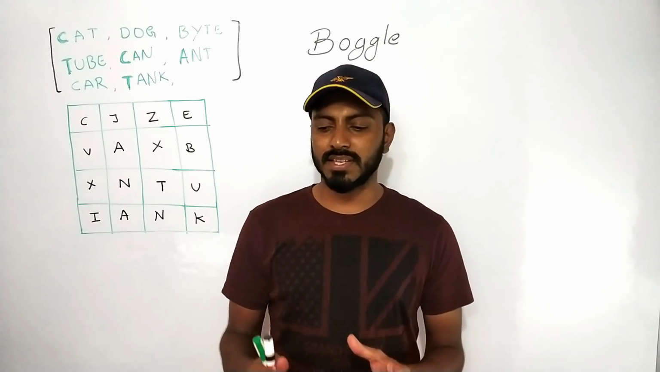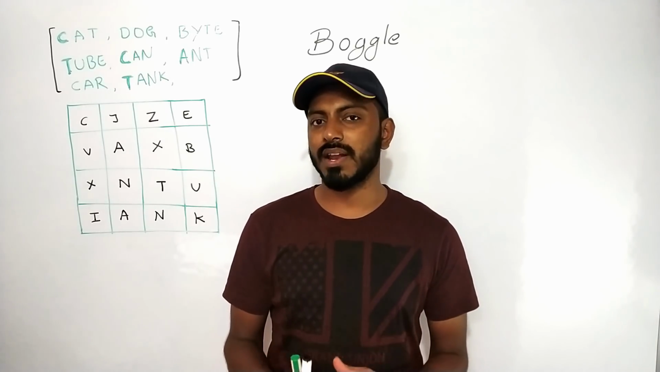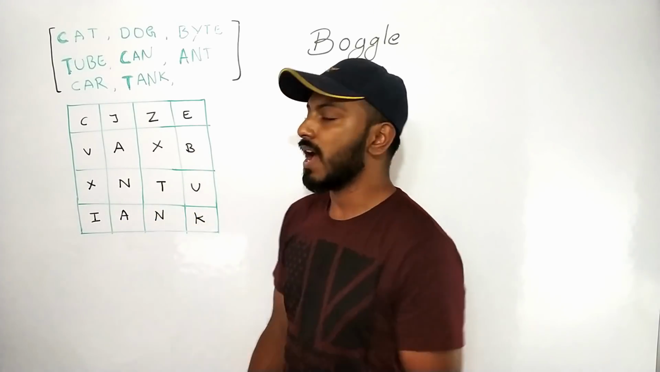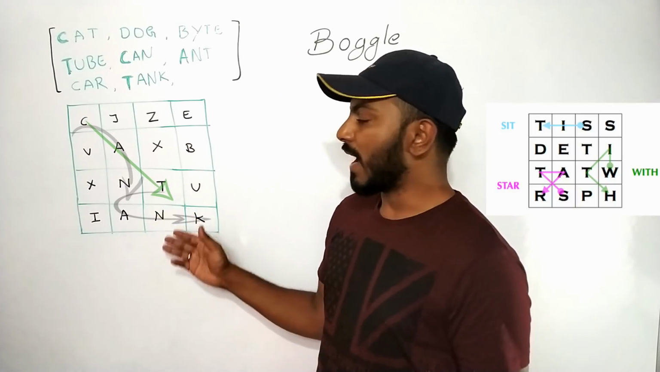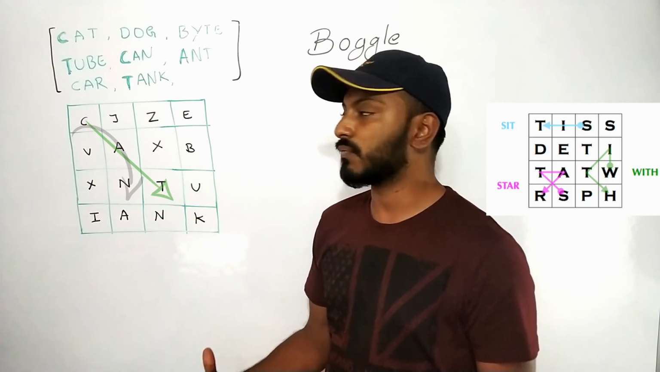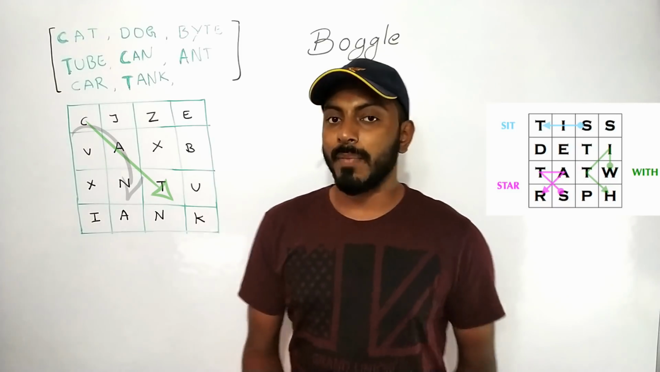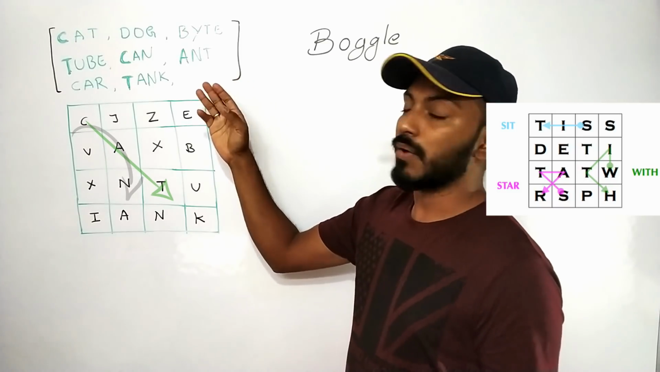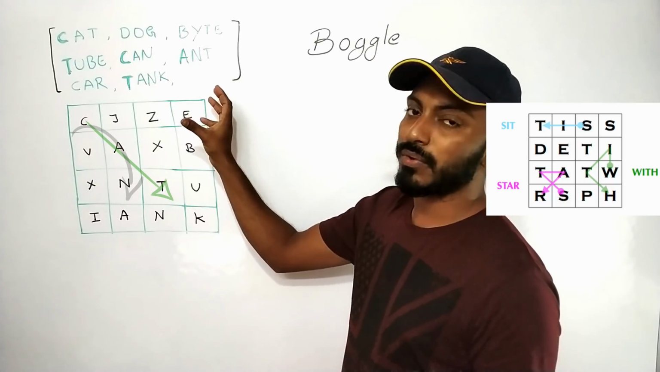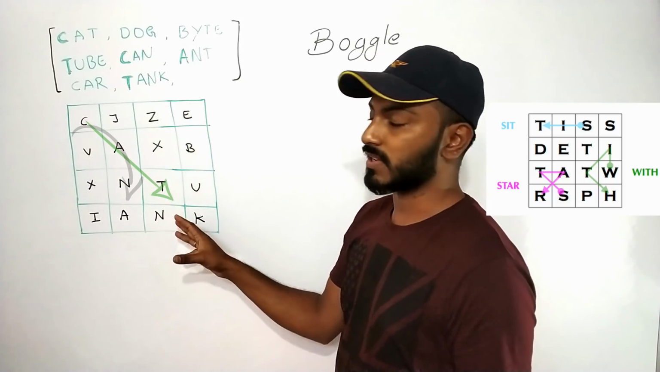The question is something like, given a 4x4 array with different random letters in the matrix, how do you find out the valid words, or the valid combinations of letters which form a valid word? The interviewer might give you a list of words which has valid words in it, and only a few of the words can be formed in this matrix.